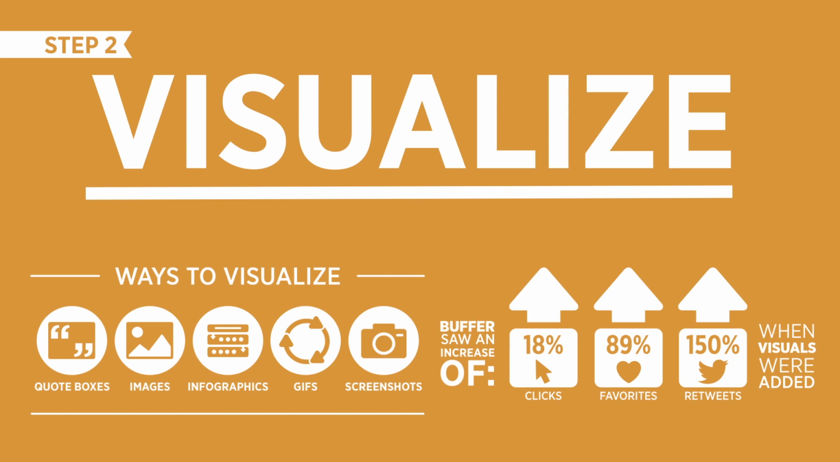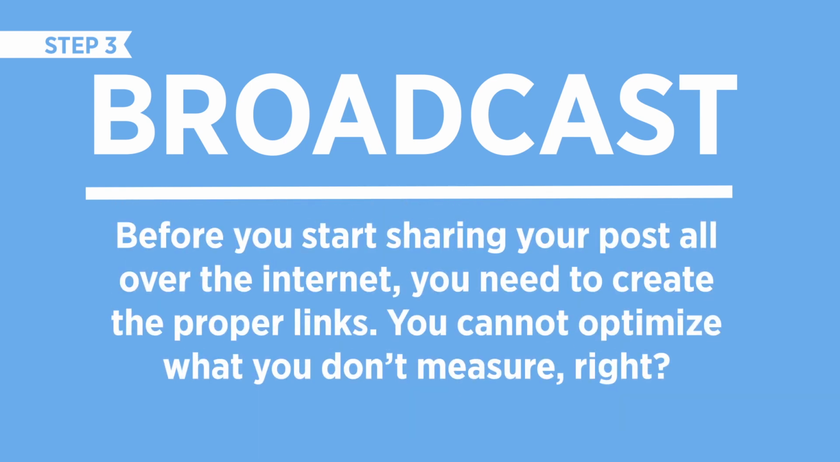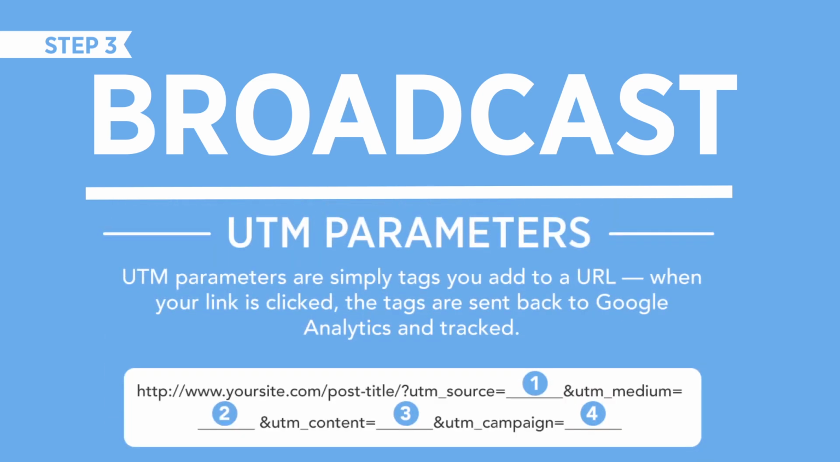Now that you have your splinters and your visuals, you're ready for step 3, and that's to broadcast your content. But wait. Before you start sharing your post all over the internet, you need to create the proper links. Remember, you can't optimize what you don't measure, so you need to make sure your links are prepared to capture those clicks, capture time on the page, and tell you as much information about your audience as possible so that you can keep creating content they want to read.